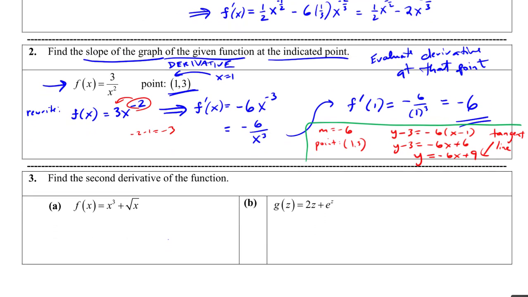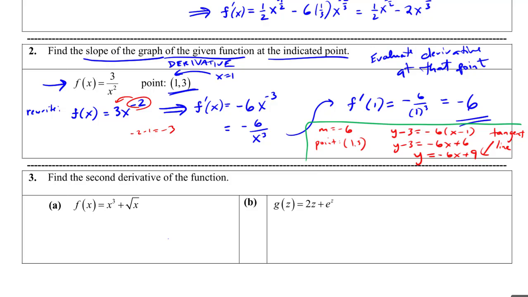Let's continue with the actual problems here. All right, second derivative of each function. All right, so again, I don't like how this is written, the second part of it, so I'm going to say x cubed plus x to the 1/2. All right, and then my first derivative would be derivative x cubed, 3x squared, plus derivative x to the 1/2, 1/2 x to the minus 1/2.